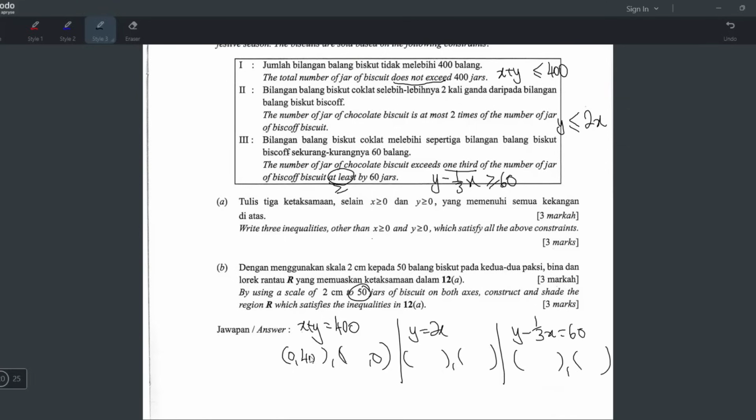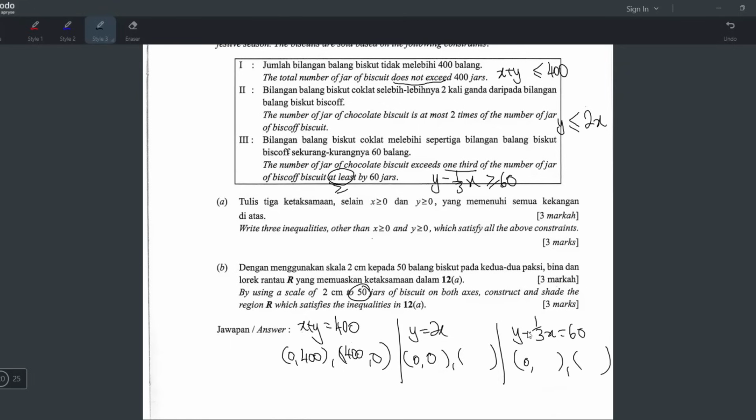Okay, when x is 0, y is 400. When y is 0, x is also 400. Okay. And then when x is 0, y will be 0. This one, if you sub y0, you get back x0. So I think I have to change and use another point. But we will worry about it later. Now let's leave it first. Let's go to the next one.